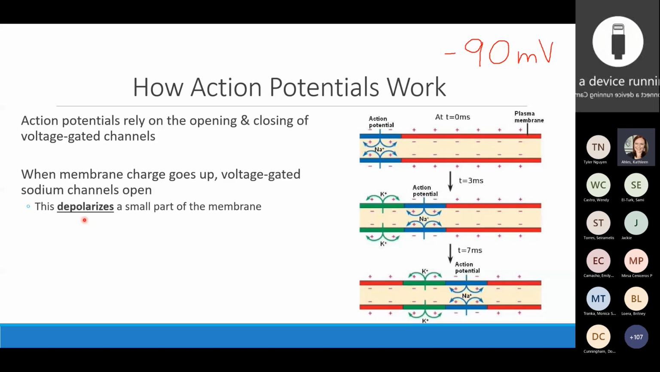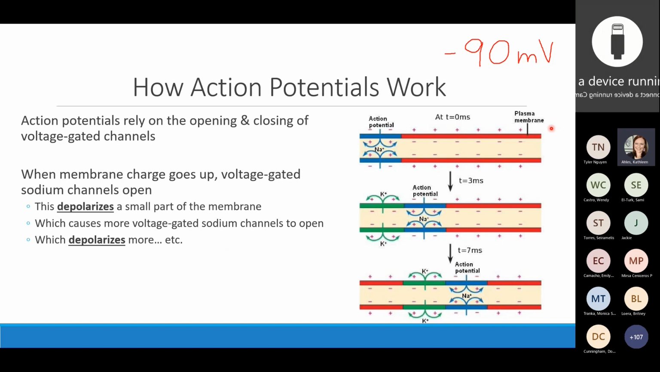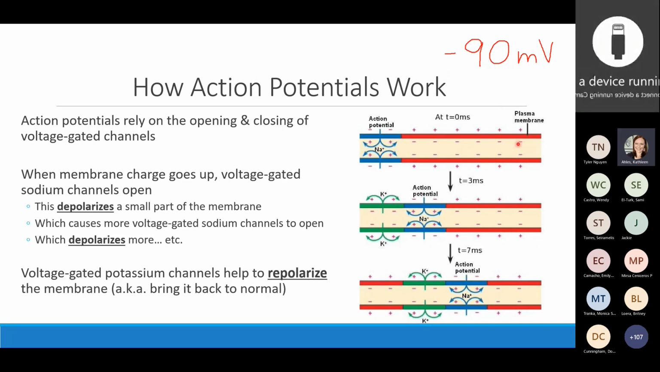And because we've made it more positive, that's going to cause my neighboring voltage gated sodium channels to open up, which is going to cause more depolarization. So all the way across the sarcolemma, the plasma membrane of the muscle cell, every part of that membrane is going up. It starts at -90, in comes the sodium, and I shoot back up. But just like we saw in neurons, muscle fibers don't want to stay positive forever. So we're going to repolarize the membrane, or get it back to its normal charge, using voltage gated potassium channels.